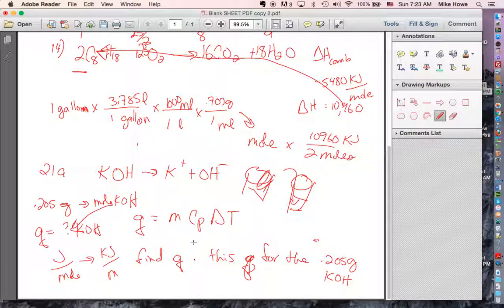Okay, so when I erase that, did I erase anything you need to know? I don't think so. All right, so there you go. Joules per mole, then change that to kilojoules per mole. All right, that was number 21A. I'm going to stop there because I'm out of room on this page, and I'll come back with another page.